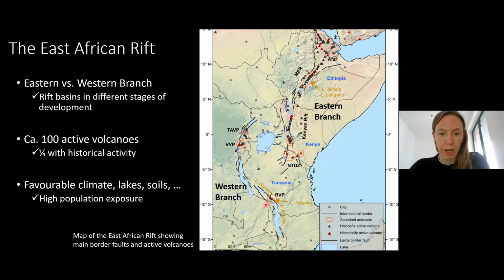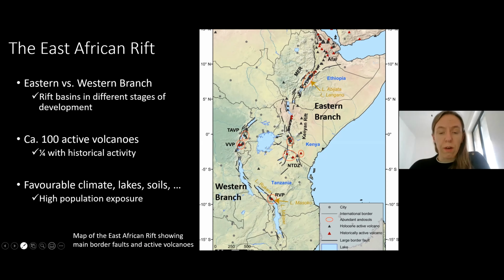But then next we have the western branch of the rift, where the volcanism is concentrated much more into accommodation zones, which we tend to call volcanic provinces. The most important of these are the Virunga volcanic province and the Rungwe volcanic province. Overall, we have about 100 volcanoes that are still believed to be potentially active. About a quarter of these have erupted historically, and those are the ones indicated in red.